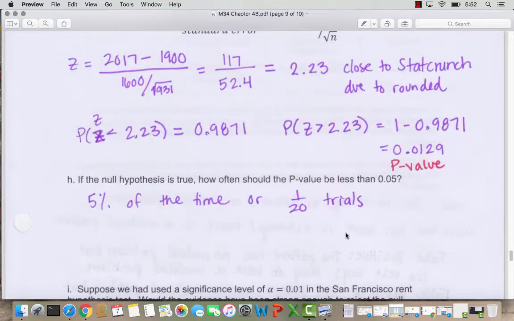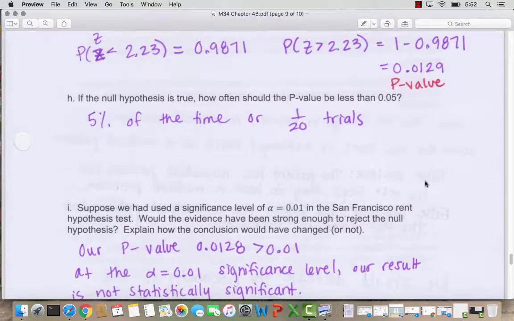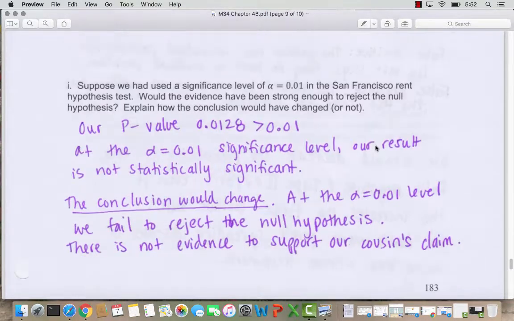So, if the null hypothesis is true, how often should the p-value be less than 0.05? 5% of the time, or 1 out of 20 trials. So this is happening at a smaller rate there, right? We're saying if the null hypothesis is true, this would only happen about 1% of the time.